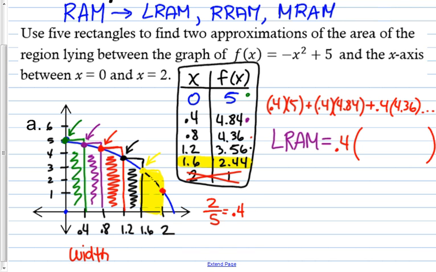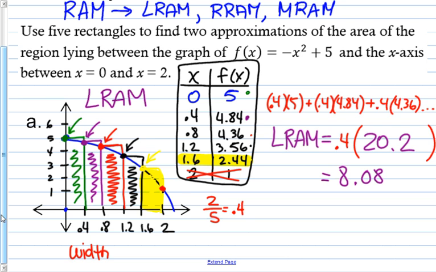So I wouldn't use that for LRAM. All right, so add the 5, 4.84, the 4.36, the 3.56, the 2.44, and we get 20.2, and then multiply that with the 0.4, and it is 8.08. And that is the area underneath that curve. All right, so again, there's 3 kinds, LRAM, RRAM, and MRAM. Right now we're only doing 2 approximations, so for A, we did LRAM. For B, we're going to do RRAM.